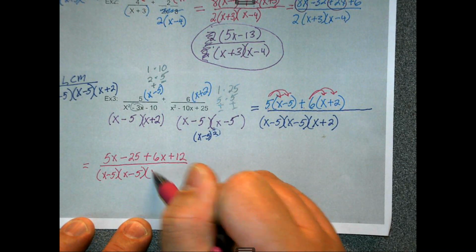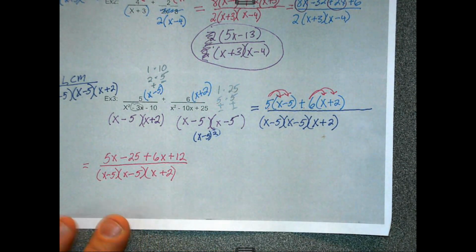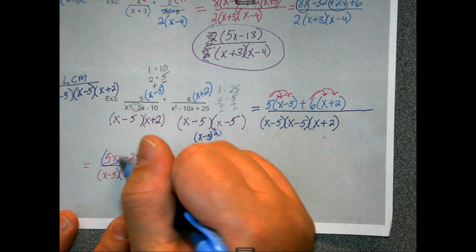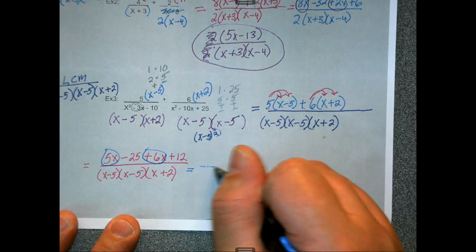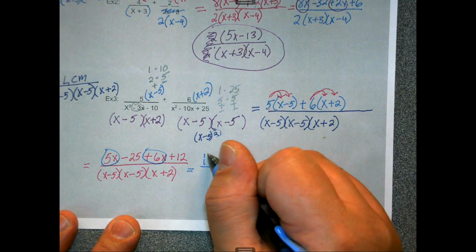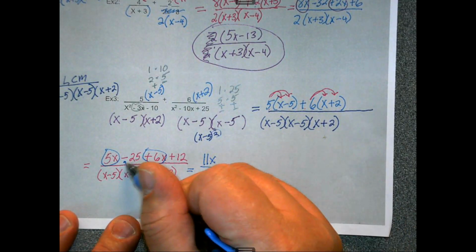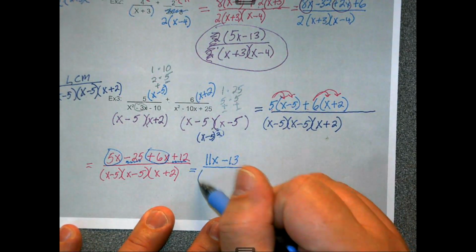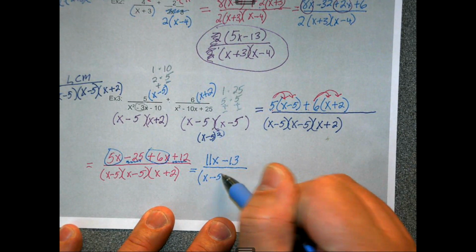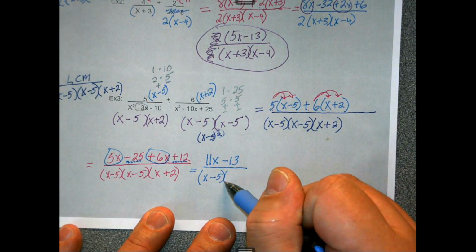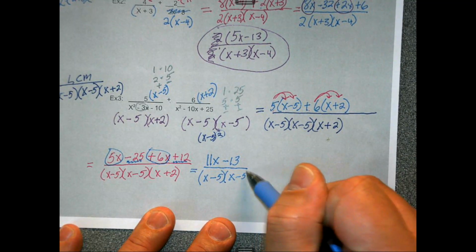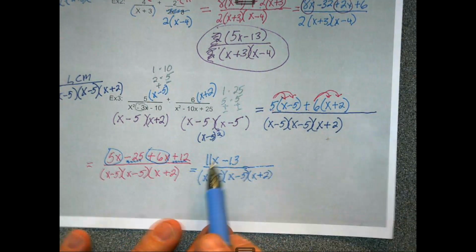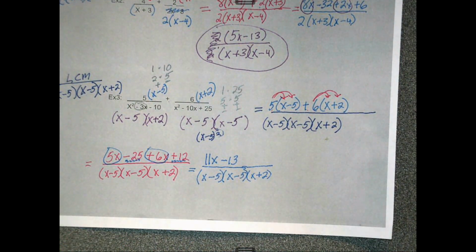Now we add those numbers at the top together. I've got a positive 6x, positive 5x, gives me 11x, negative 25, positive 12, minus 13, all over x minus 5. And if you want to put a squared there, that's fine. I'm going to leave them in factors. X minus 5 and x plus 2. And looking at these ugly numbers, we know that this is simplified.